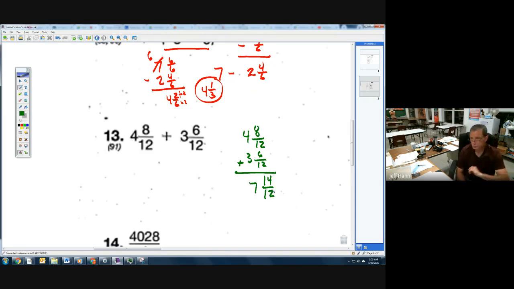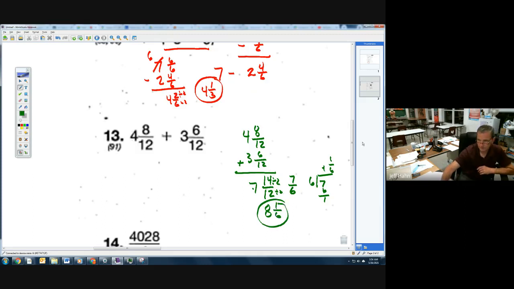Now, 14/12 has two problems with it. Number one, it's not reduced, and number two, it's improper. I recommend you reduce it first just to make life easier. Cut them both in half. 14 divided by 2 is 7, and 12 divided by 2 is 6. Now I need to make this number a mixed number and add the whole number to the 7. So I divide 6 into 7, and I get, remember, your remainder you put over that divisor. I get 1 1/6. That 1 has to be put together with this 7 to give me 8 1/6.